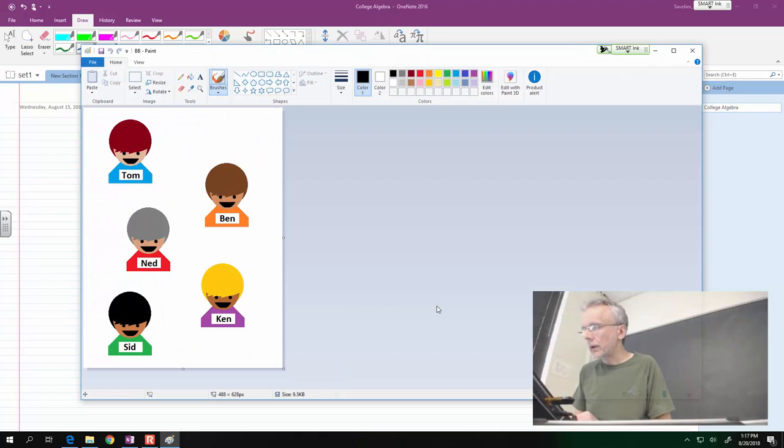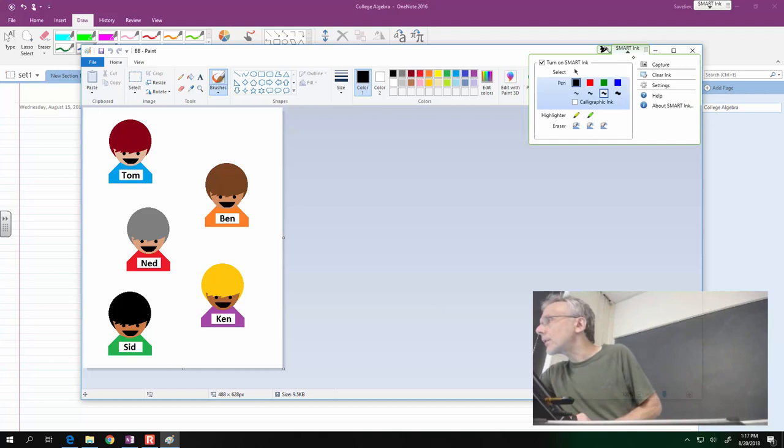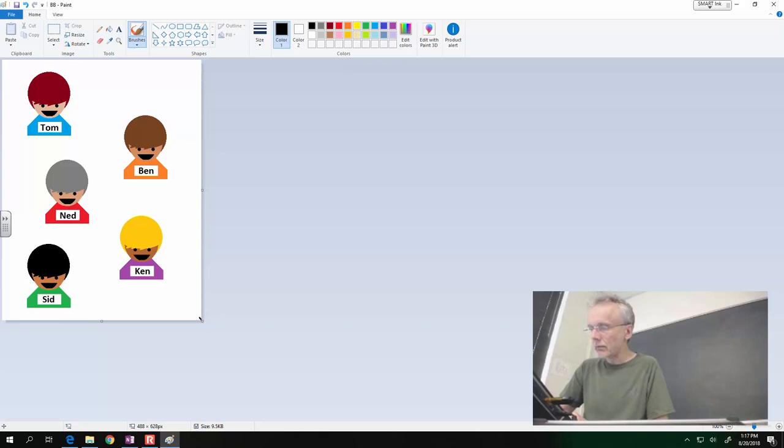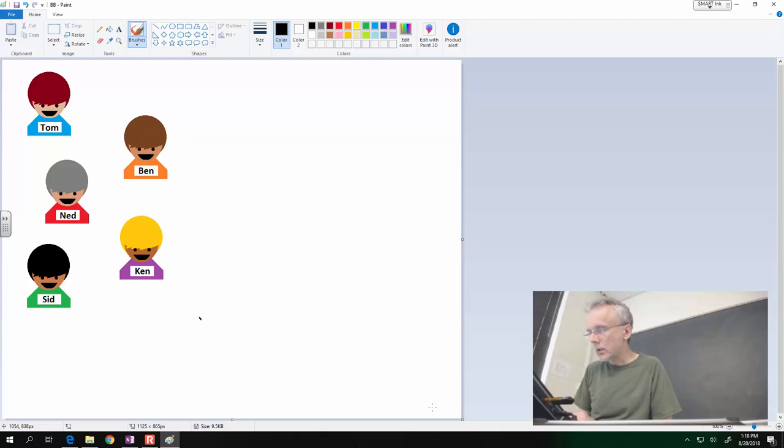Okay, so that's a set. That's what I'm starting with, the set of five boys: Tom, Ben, Ned, Ken, Sid. Some of them are here, and then there is a... Let's see if I can draw here. Yeah, okay, I can. So that's a set.